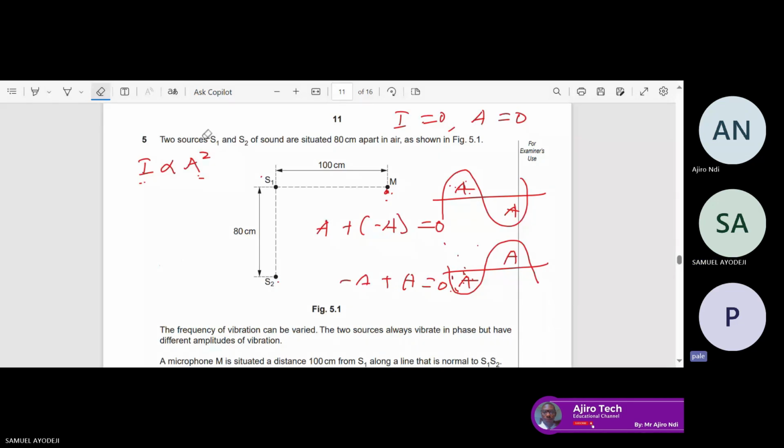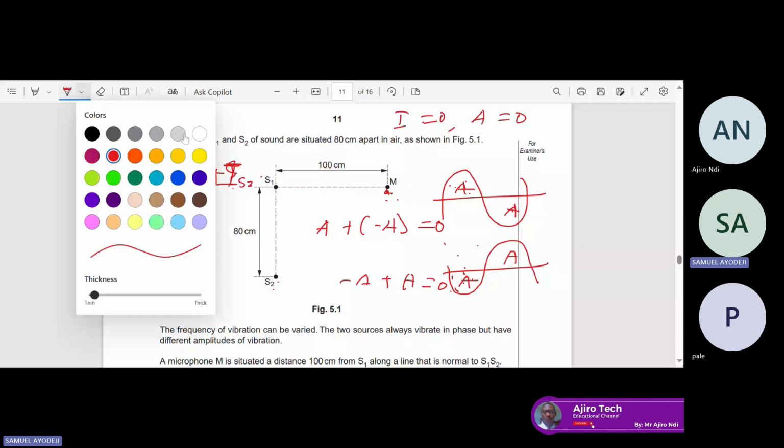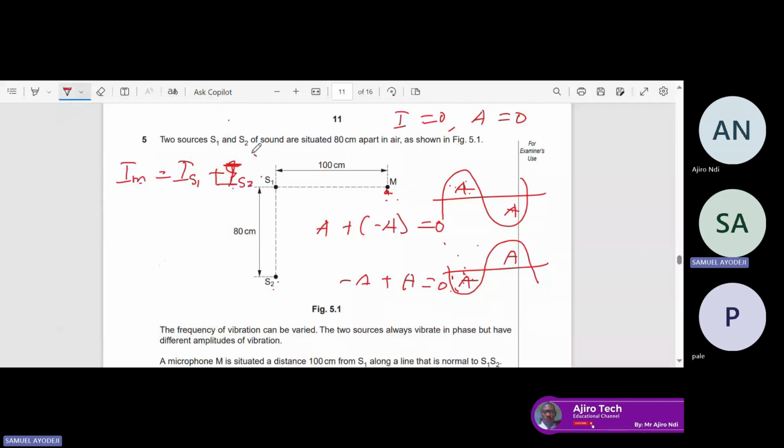Now, let me start what I've explained again. The question is referring to the intensity at M is 0. So this is what is happening. Intensity at M means intensity due to S1 and intensity due to S2. We don't have the intensity together. But let me just write a formula: intensity at M, meaning the intensity at S1 plus intensity at S2. But this is not correct. I'm just using it to explain, meaning total. But this is not correct.